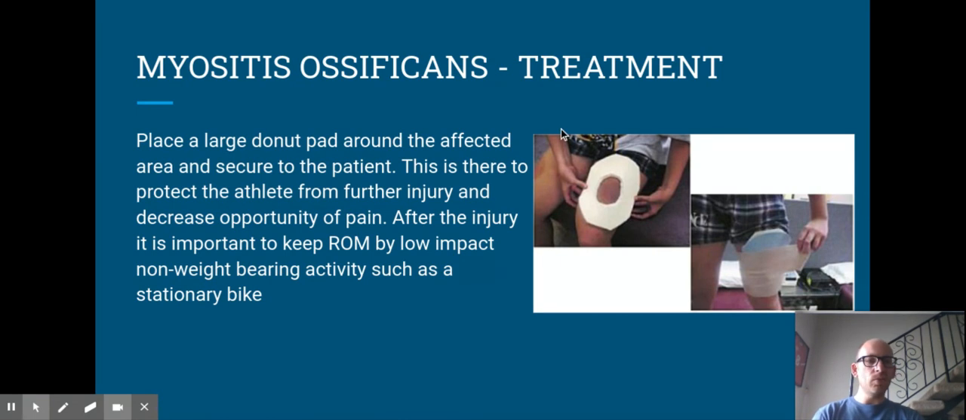After a blow type injury, you do want to keep range of motion. Okay, so we want gentle movement and then that can prevent the ossification or the calcium forming within the muscle. Sometimes they'll have low impact exercise, like a stationary bike, because you're sitting there, there's no gravity really working, you're just contracting that muscle to turn the pedals.